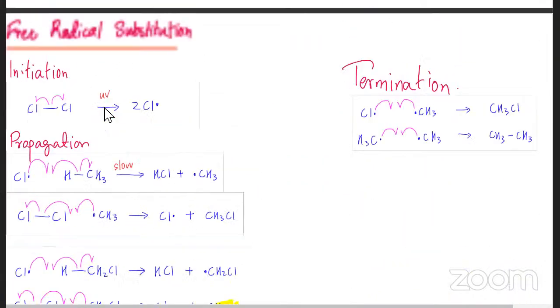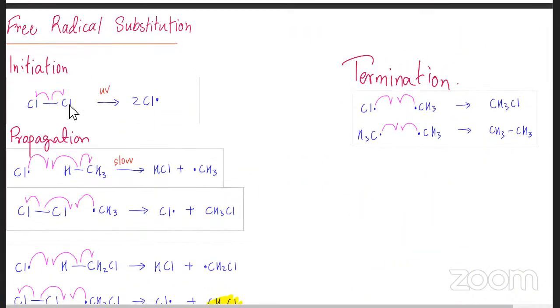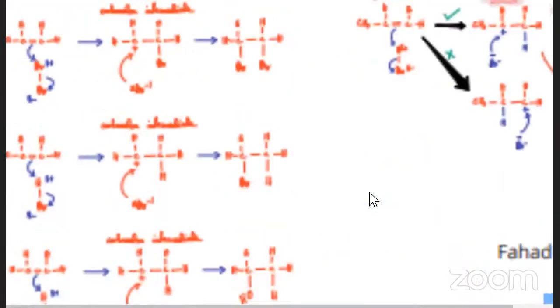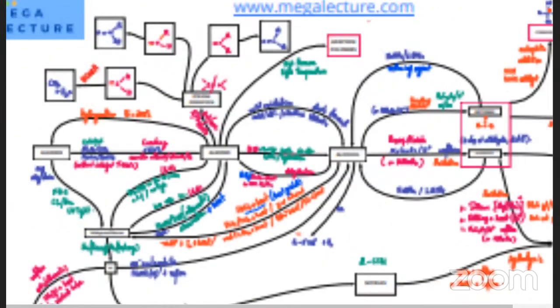There's a half arrow as well, and that's in homolytic fission. That happens in free radical substitution. Remember, if you were to draw an arrow, that's going to be a half arrow, because one electron goes to one Cl, and the other electron goes to the other Cl. So that's the only case where you have a half arrow. In homolytic fission, all of them are half arrows. But in all the other mechanisms, it's a full arrow.